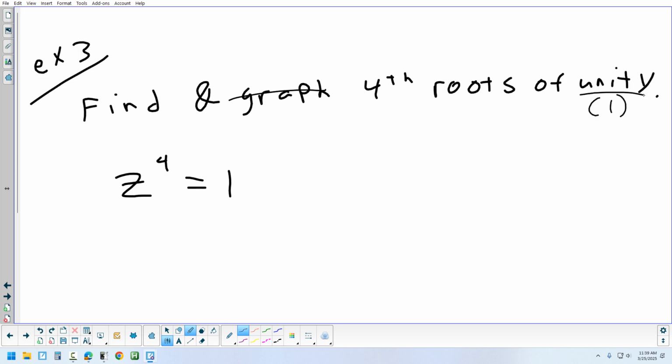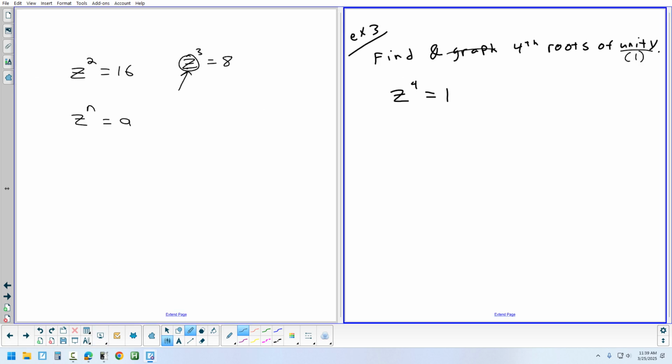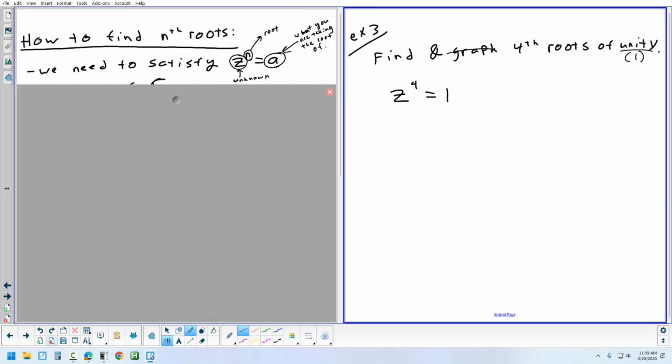Okay, so this is the first thing you'd set up. This is your equation. So z is your unknown. 4 is the root that you're taking. We're doing fourth. And a is what you're taking the root of. We are finding the roots of that number right there. So that's the very first thing you have to set up.